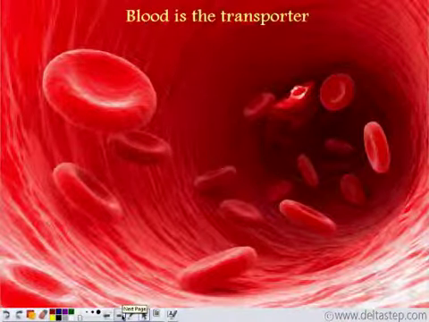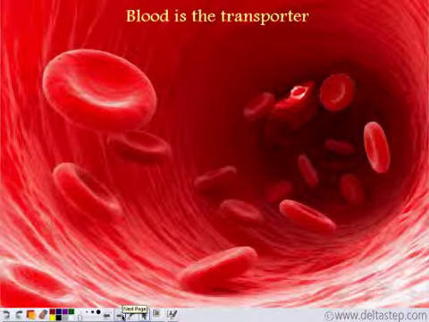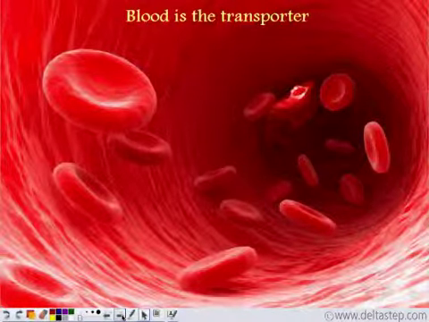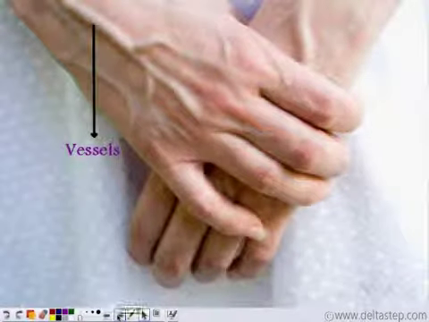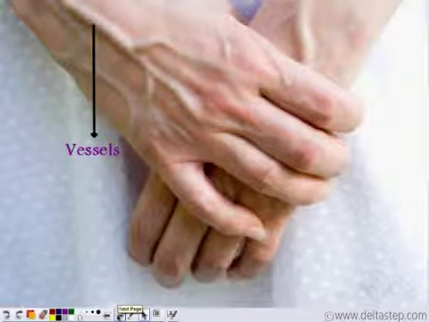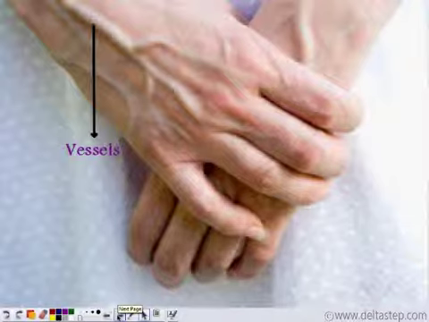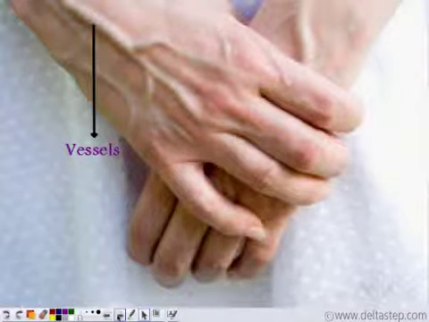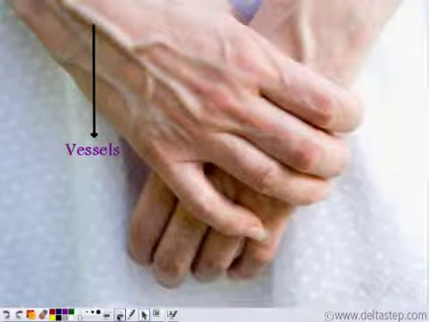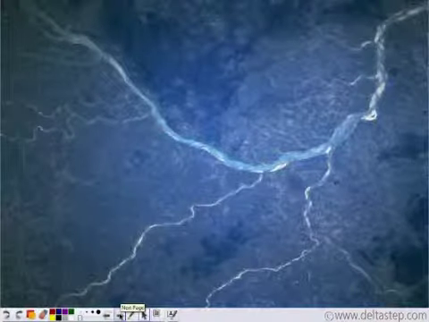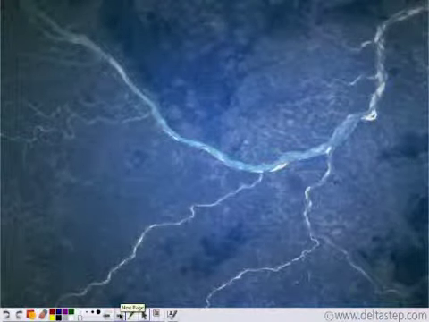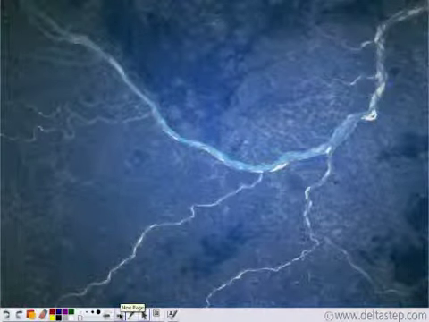So blood is the fluid medium which transports various substances like food to different parts of the body. So what does blood flow through in our body? See, there are these pipe-like structures in our body which are known as vessels through which blood gets transported from one portion of the body to other. And these vessels have a very reticular or a branched structure, and it looks like a river on a map.